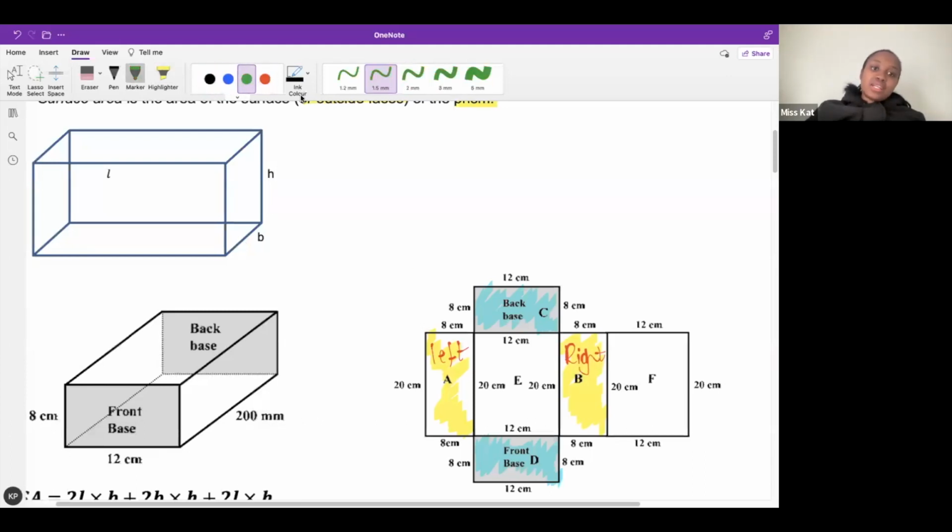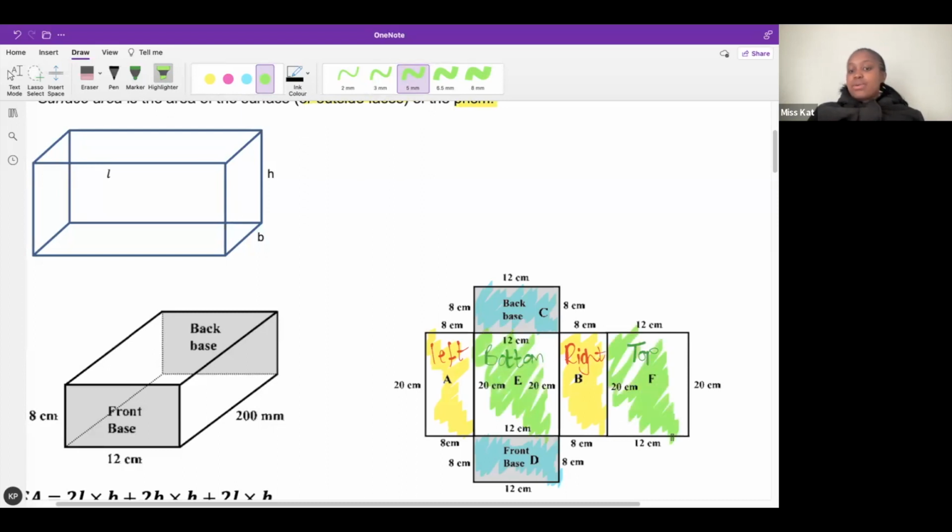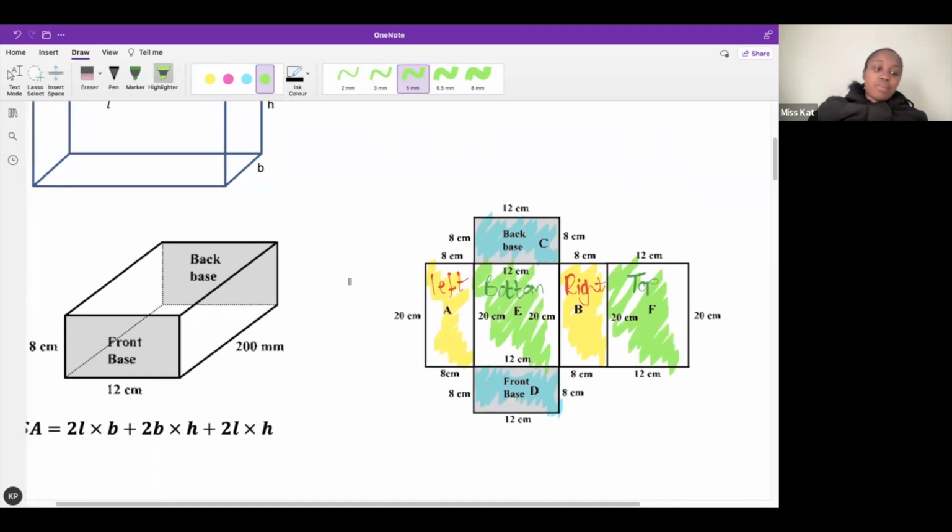And then finally, we have the rectangles at the bottom. So E is at the bottom and F will be on top. Those areas are exactly the same. So therefore, that's where the formula comes from.